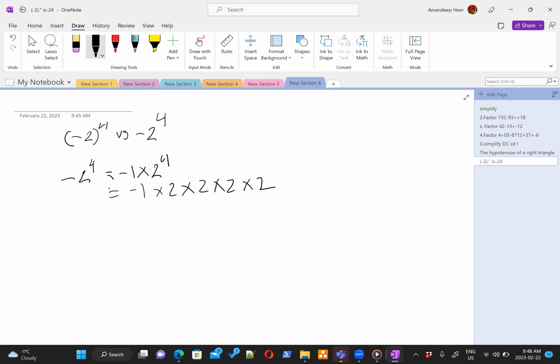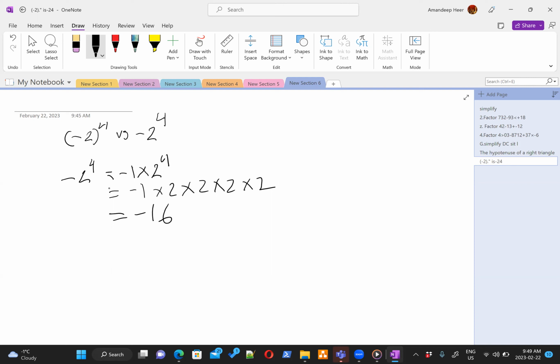Negative 1 times 2 is negative 2. Negative 2 times this 2 is negative 4. Negative 4 times this 2 is negative 8. Negative 8 times this last 2 is negative 16. So the answer is negative 16.